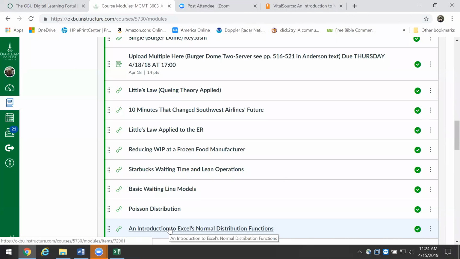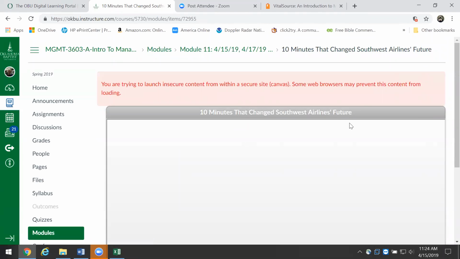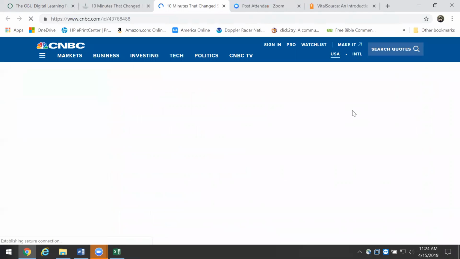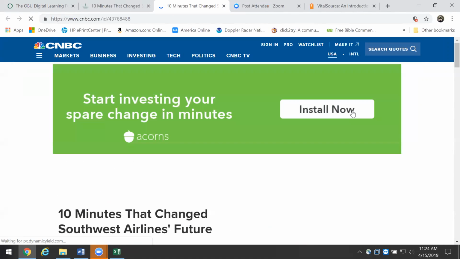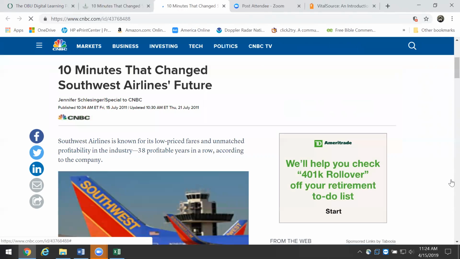And I do that for a reason. The reason is so that you understand that the best companies and the best managers use these approaches because it helps them build operating discipline. And here's one. I've spoken before about it, and we'll go out here and take a look at it. They're talking about the 10 minutes that changed Southwest Airlines' future.